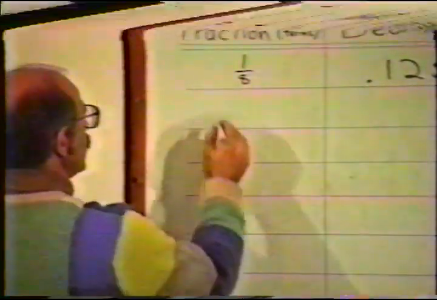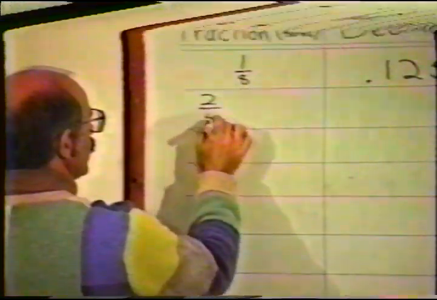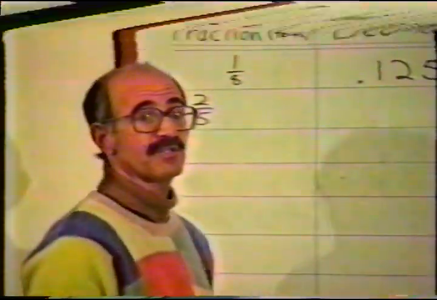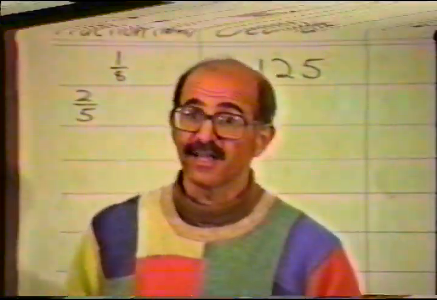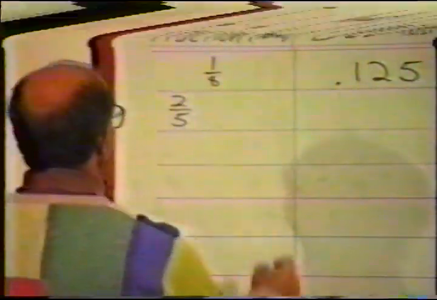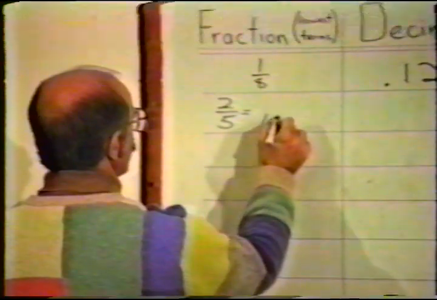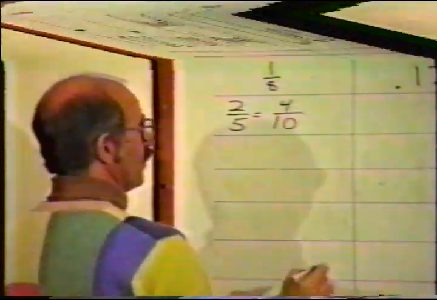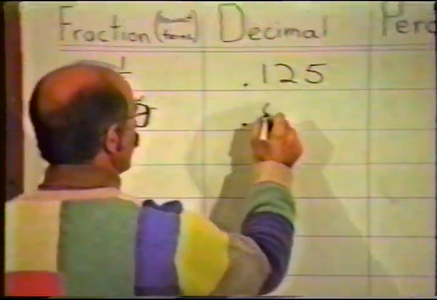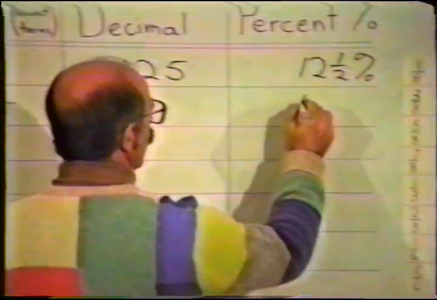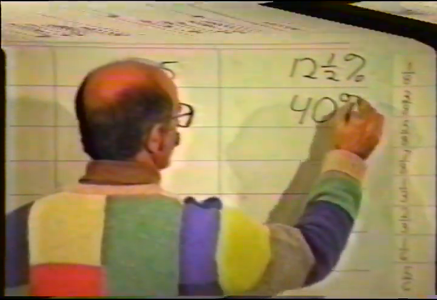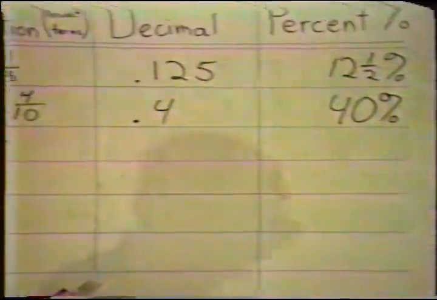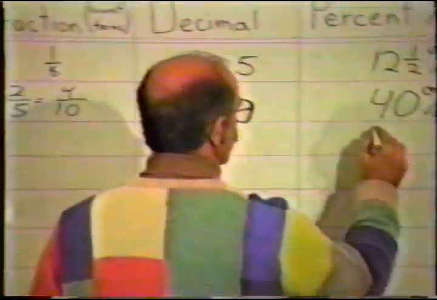The next one is 2/5. This is one of the ones that we said that you should know automatically, because 2/5 can be raised up to how many tenths? 4. 4/10. 4/10 is written as .4, which you know automatically is 40%.